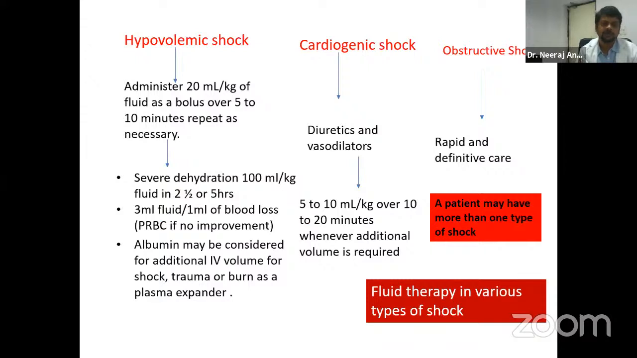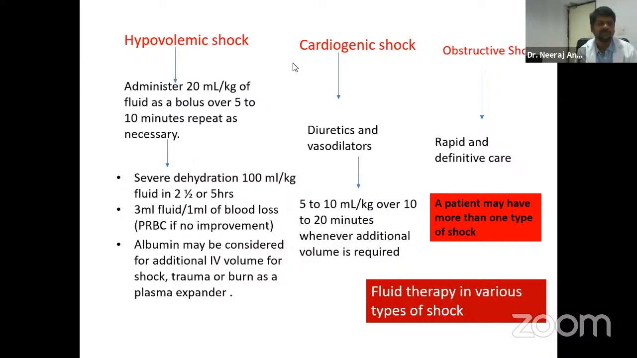Now, what type of fluid is to be given in different types of shock? In case of hypovolemic shock, we have to give fluid boluses over 5 to 10 minutes, 20 ml per kg of fluid boluses is to be given. If the patient is presenting with severe dehydration, in that case, fluids up to 100 ml per kg of fluid could be given.